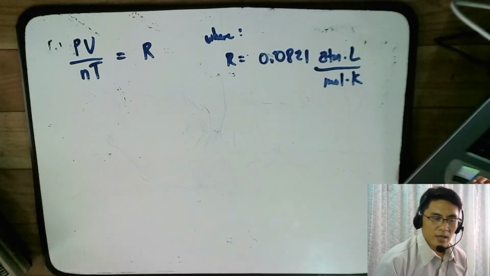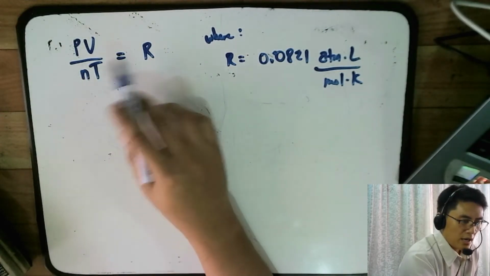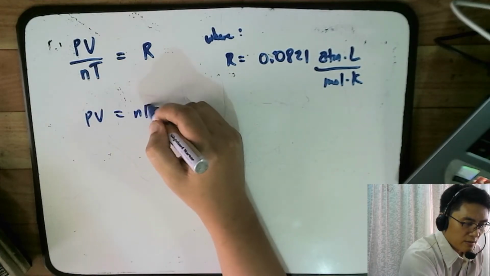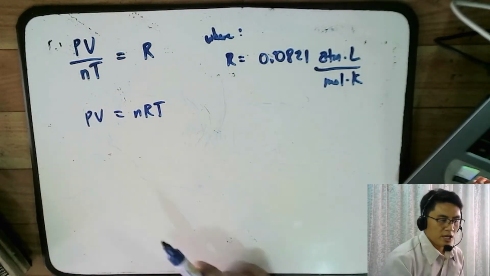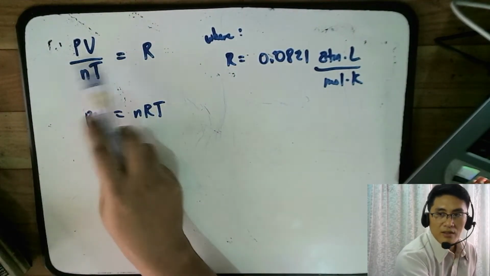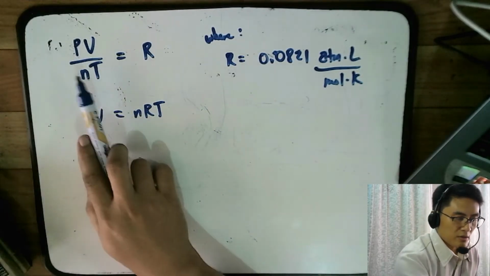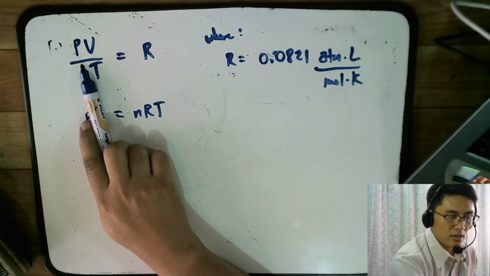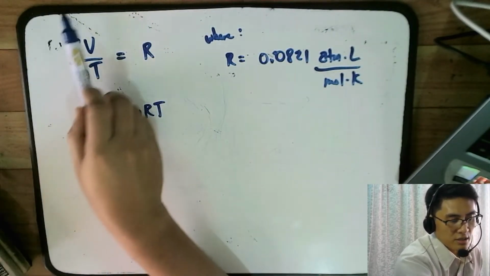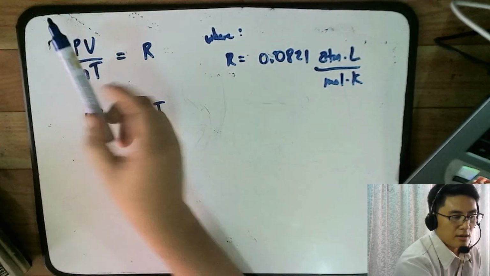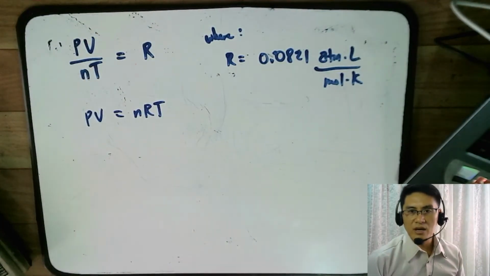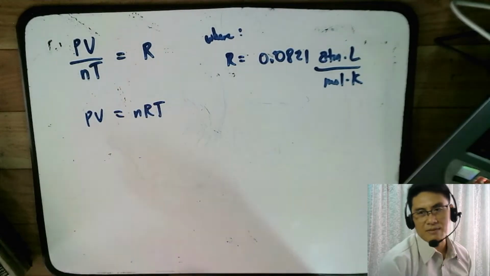In some books, they usually write this as PV equals nRT, which is really the same. I just like this form because it reminds me of the other laws. The combined gas law is just PV over T, Boyle's law is just P times V, Charles's law is just V over T, and Gay-Lussac's law is just P over T. That's why I prefer this form, but it's obviously the same.